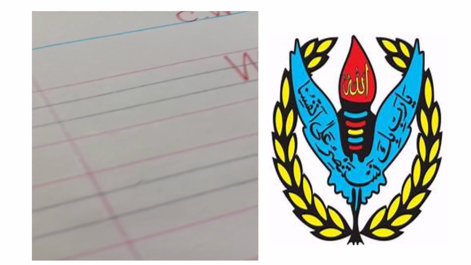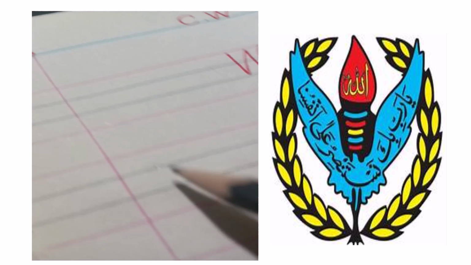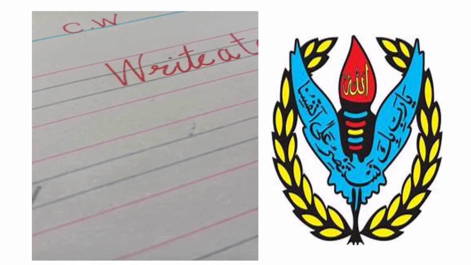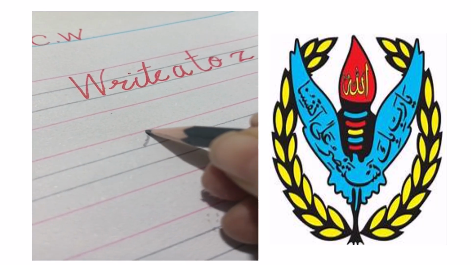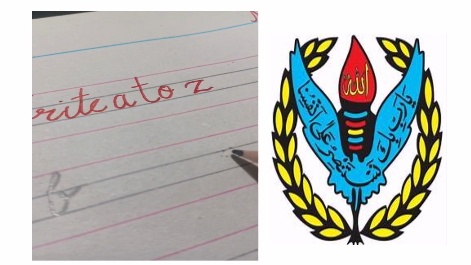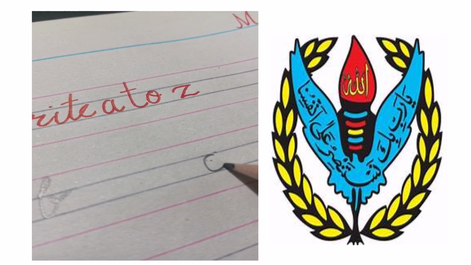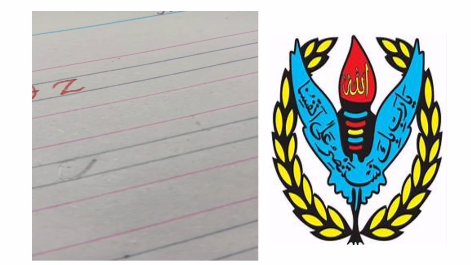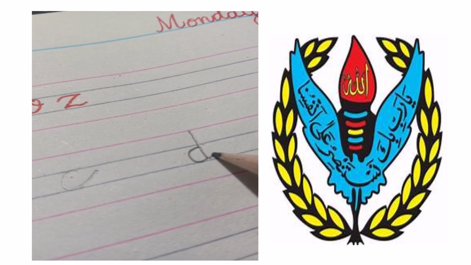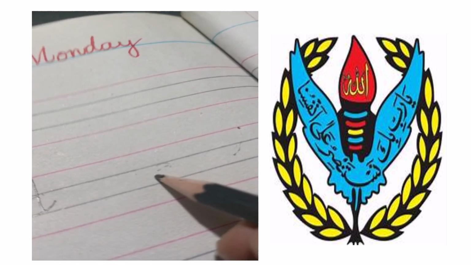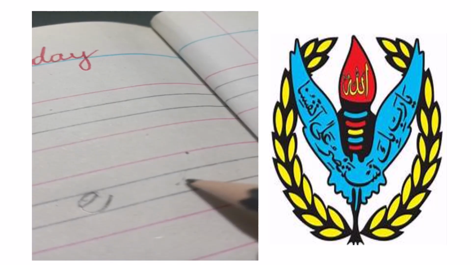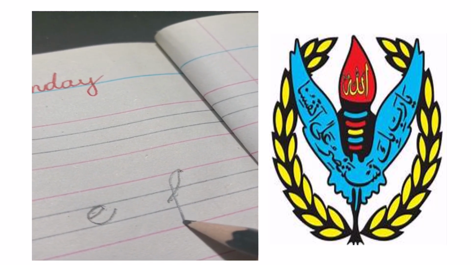Now start work. We will write A like this. The next letter is B like this. What comes after B? C. The next letter is D, make a tail like this. The next letter is E. The next letter is F.